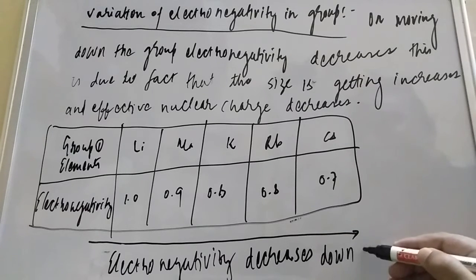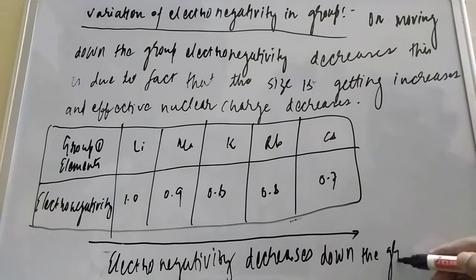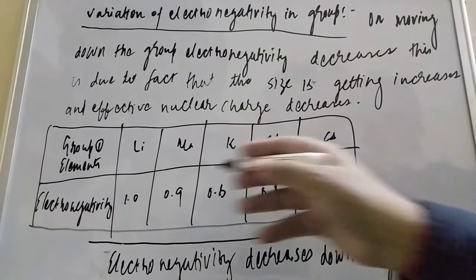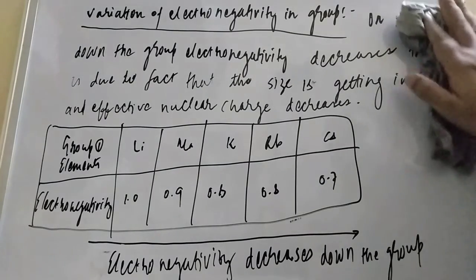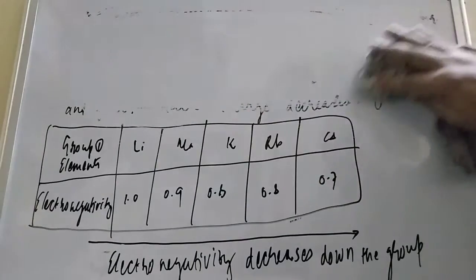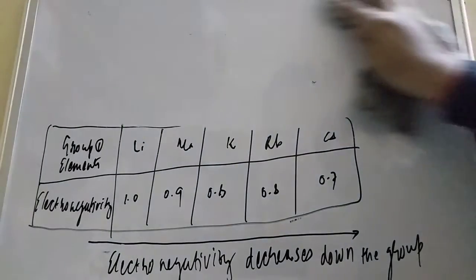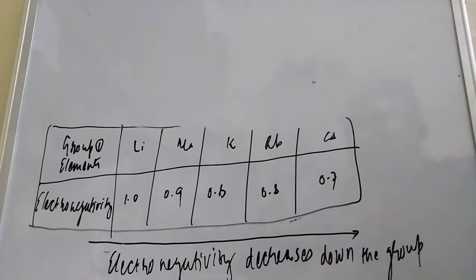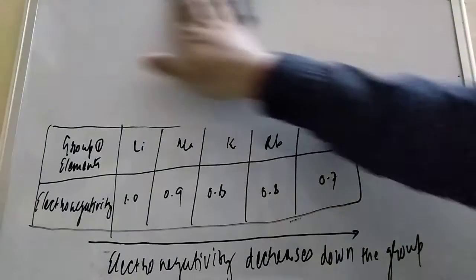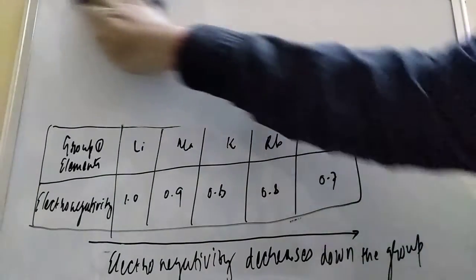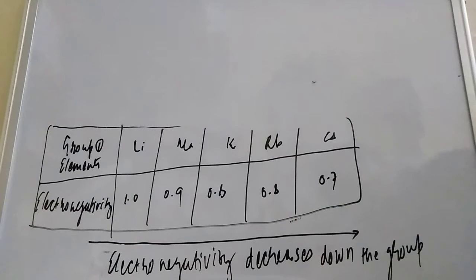Dear friend, see another thing. This is the first group we watch, because when you are moving down the group, the size is increasing, and it means the electronegativity value is decreasing. We see in the table that lithium is 1 and cesium is 0.7. It means the electronegativity decreases.